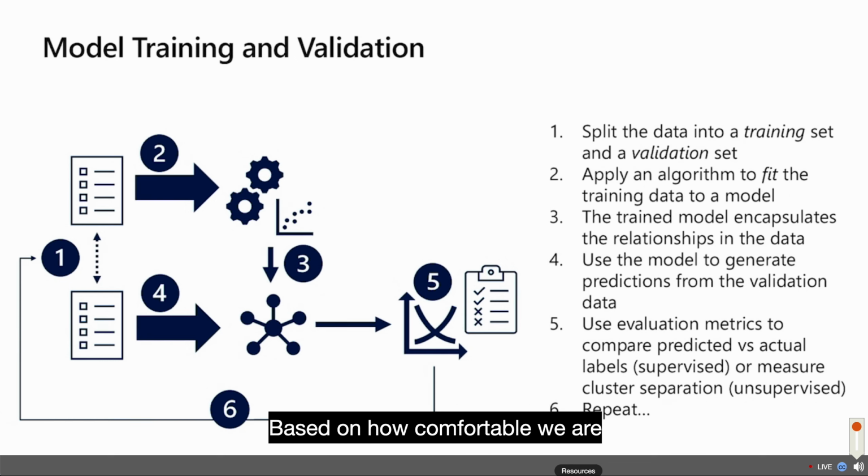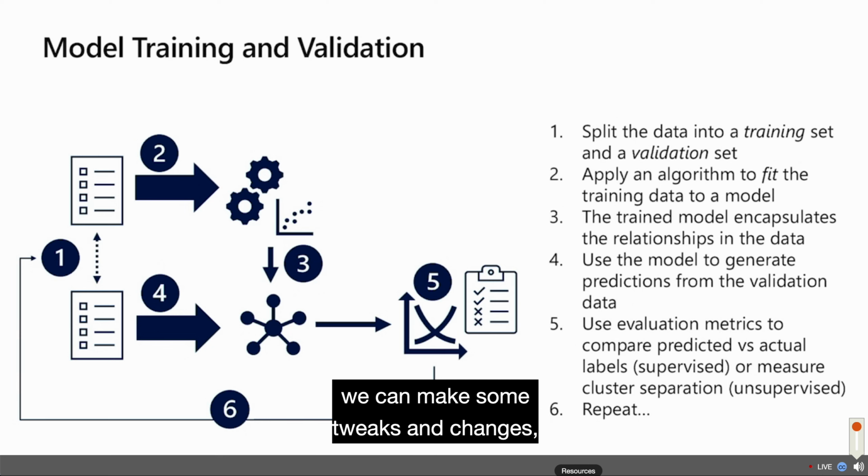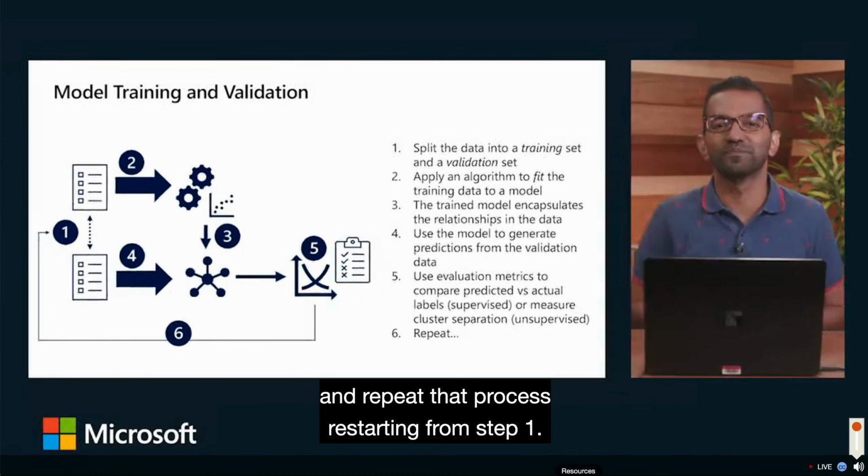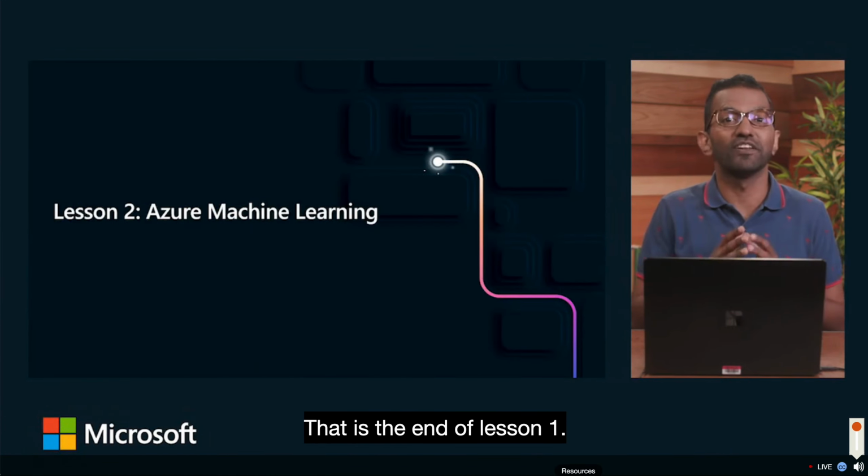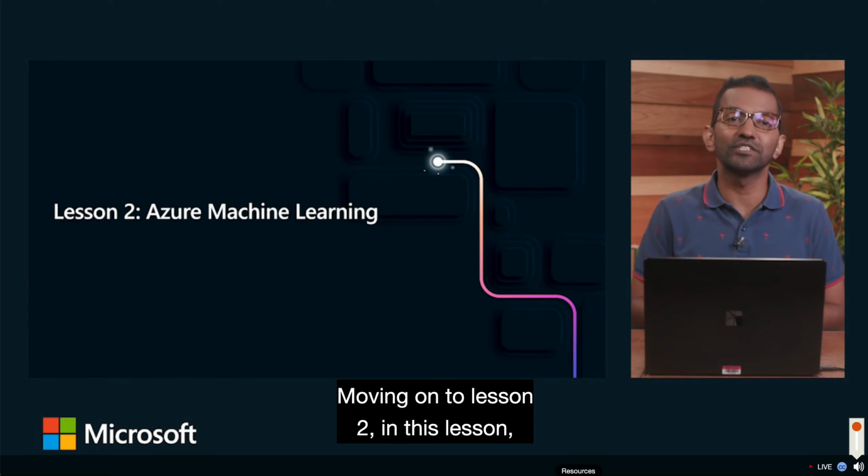Based on how comfortable we are with the evaluation metrics, we can make some tweaks and changes and repeat that process, restarting from step 1. And that is the end of lesson 1. Moving on to lesson 2.